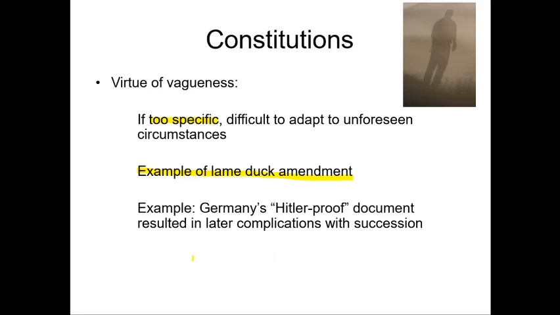Another example is when, at the end of World War II, after the fiasco of Hitler, Germany tried to Hitler-proof its document to try to prevent something like that happening again, to where a leader could come in and pretty much subvert the parliament into a dictatorship. However, the additional complications that they put in their document made it more difficult with succession later on, and proved some embarrassment to the succession of leadership later on in the 1970s. So again, they kind of hemmed themselves in with a little bit too much detail.